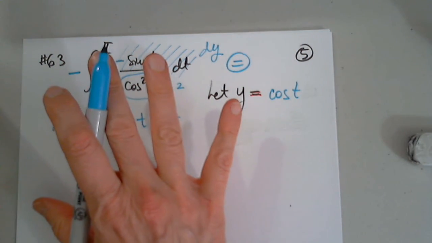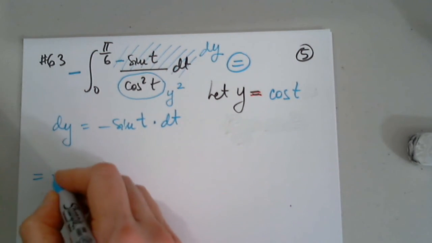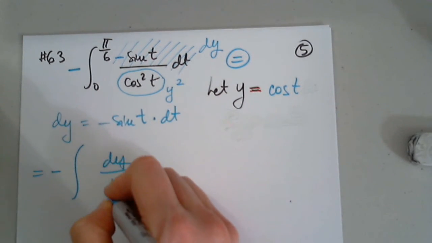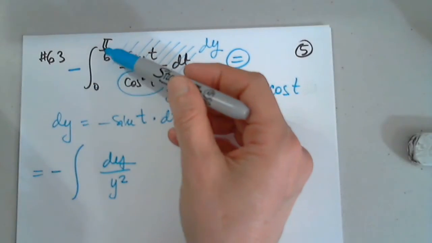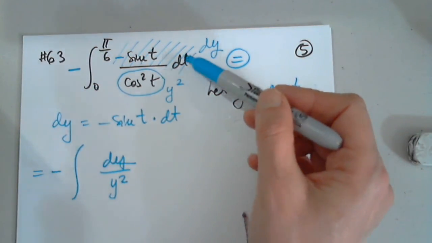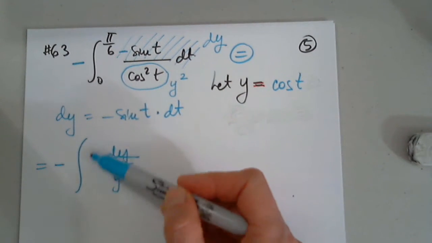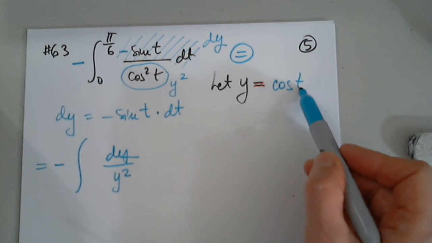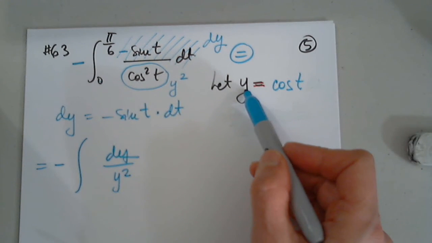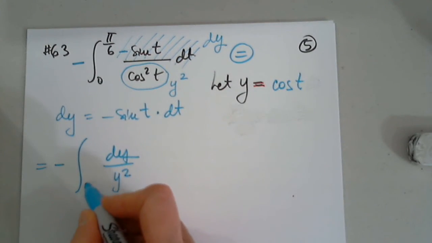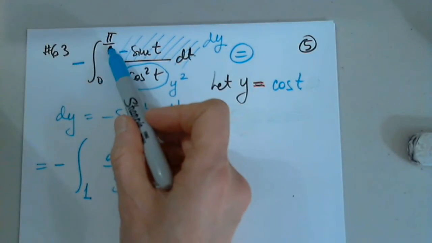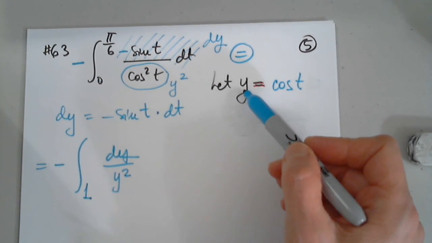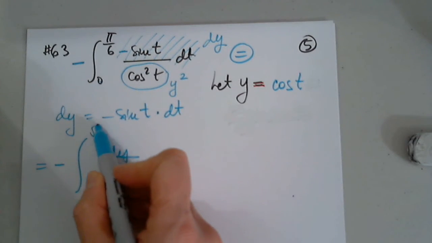Do not copy anything yet. Wait. So we have dy over y squared. These are the limits of integration for t. I cannot copy them here. They're not the limits of integration for y. So when t is 0, how much is y? 1. That's it. When t is pi over 6, how much is y? Square root of 3 over 2.